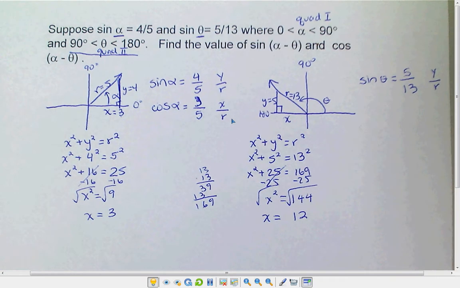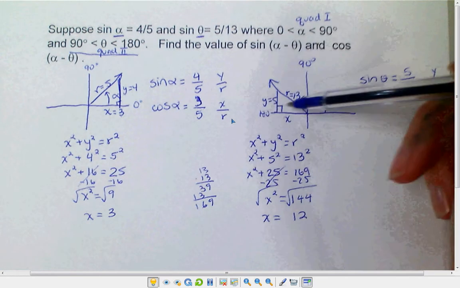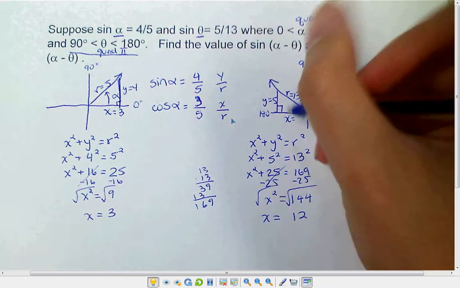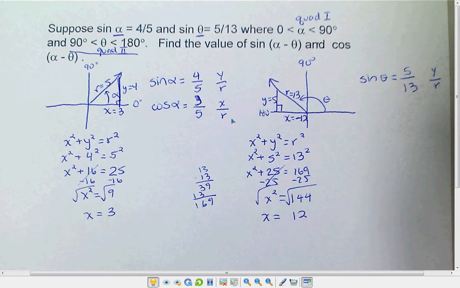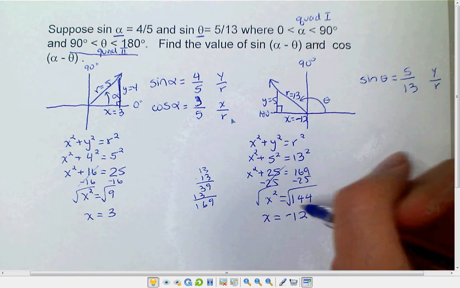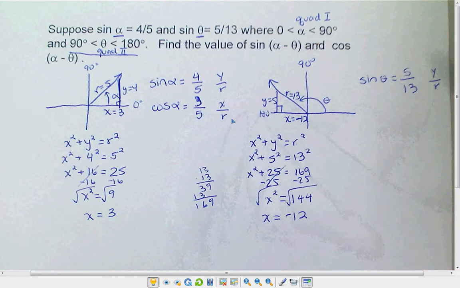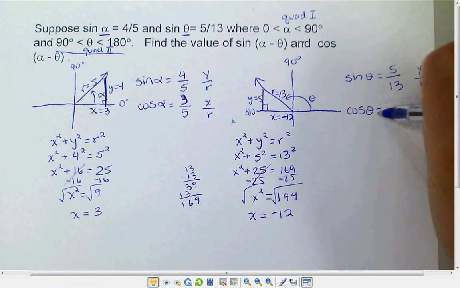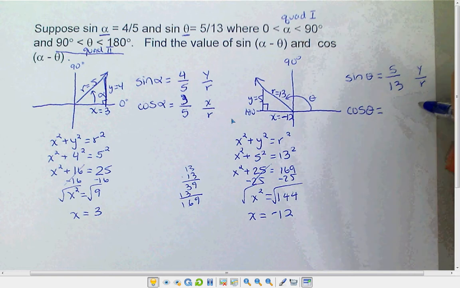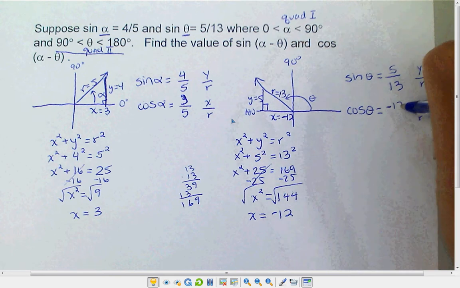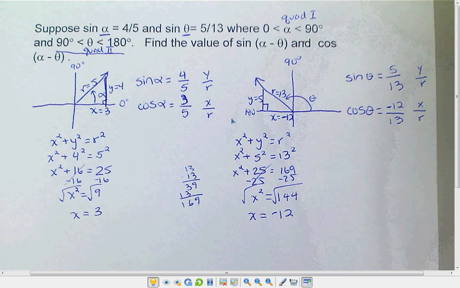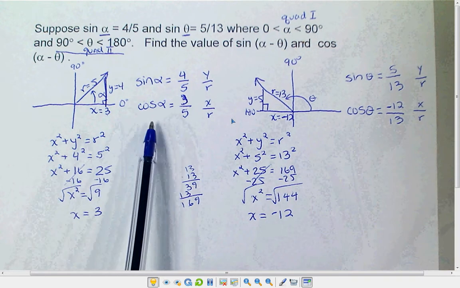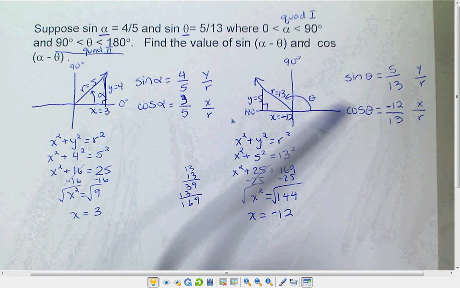But in this one, unlike our previous one, our x is moving to the left. So on the left side of your y-axis, x is going to be a negative number. So we know that x has to be negative 12 because it's on the left side. And so now to find cosine of theta, cosine is x over r, x is negative 12, r is 13. Here's my sine and cosine for theta. So be very careful with your labeling. This one's alpha and this one's theta. They're two different angles.